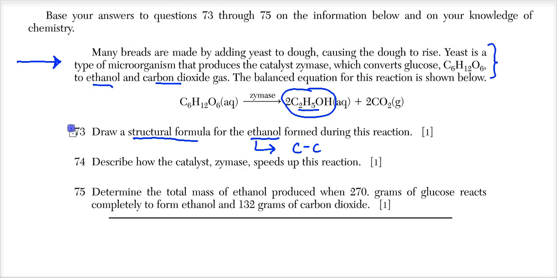Okay, so now we're working on 74 here, which is another question based on the blurb, but interesting enough, look at the question. Describe how the catalyst zymase speeds up this reaction. Well, okay, it's an interesting blurb, but as you can see from 73, drawing a structural formula had nothing to do with this information, and you should know how a catalyst speeds up the rate of reaction, right? How does a catalyst do that?